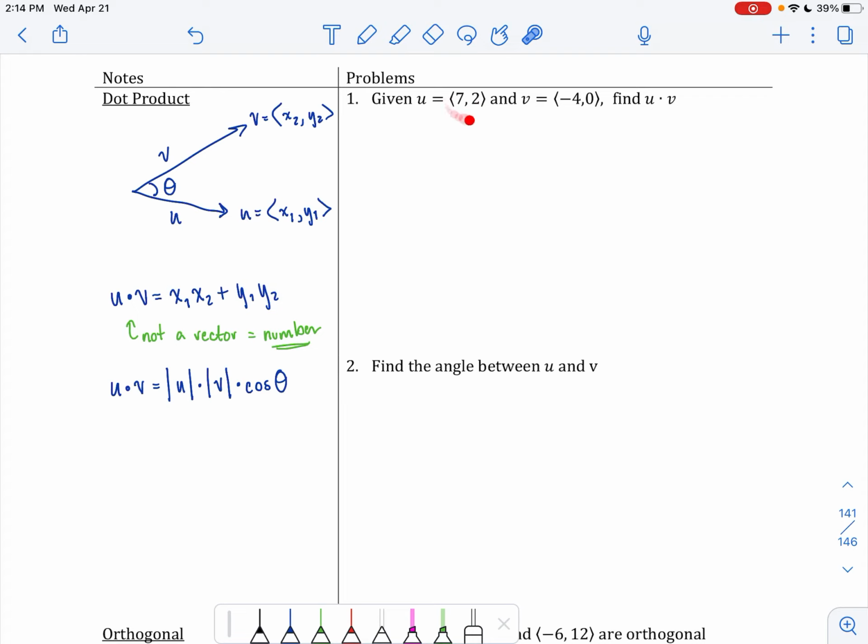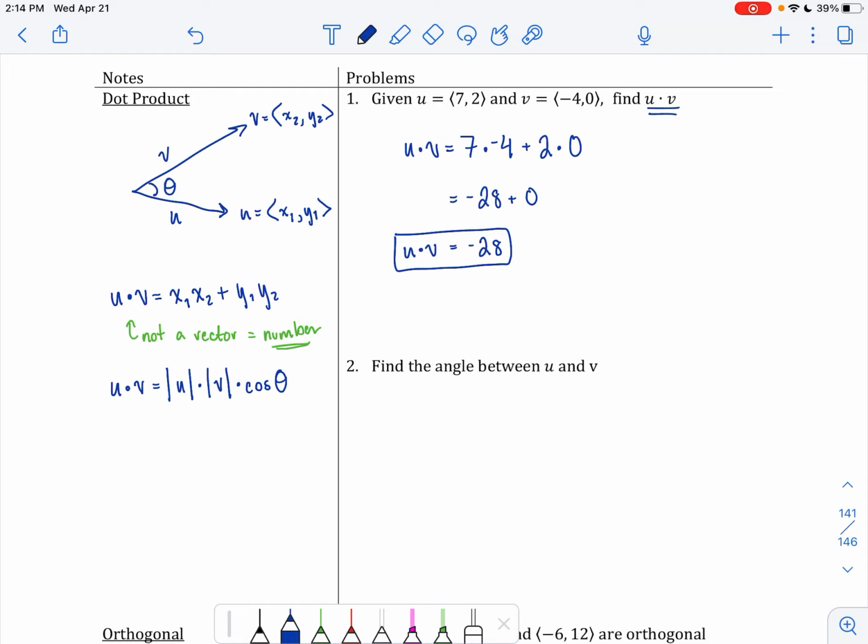I will show you. Given U is 7, 2, and V is negative 4, 0, find the dot product of U dot V. I'm going to use the much easier formula: U dot V, the x terms, 7 times negative 4, plus the y terms, 2 times 0. So a little bit of quick arithmetic. Negative 28, plus 0. The dot product of U dot V is equal to negative 28. This is what I would generally recommend you do if it's just asking you to find the dot product.